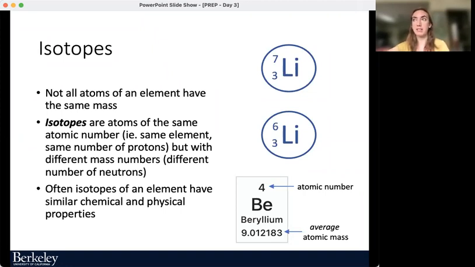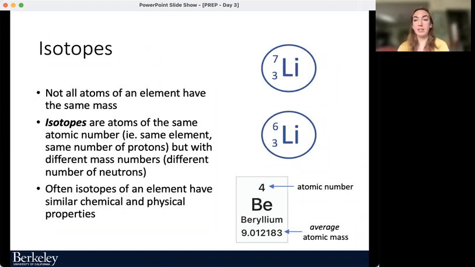And so that means that most beryllium atoms that I pick up are going to have a mass number of 9, which means they're going to have 9 minus 4 equals 5 neutrons. But some will have maybe a mass number of 10. And so that's how this average is not exactly 9. Does this make sense? Does anybody have any questions?